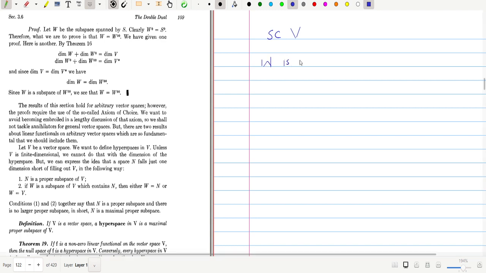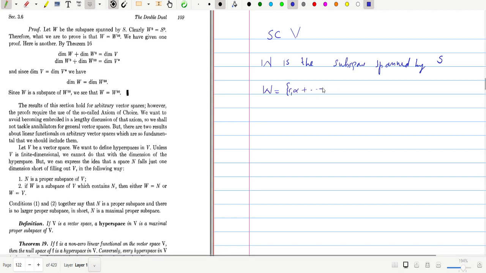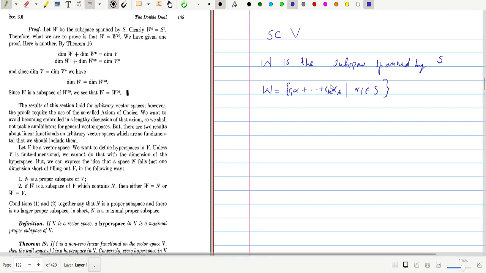Then W is the subspace spanned by S. That means W consists of all linear combinations of elements of S, that means C1 alpha 1 plus etc. plus Ck alpha k, such that this alpha i is from S. So this is the subspace spanned by S. If this is the case, then you can easily find out W naught is the same as S naught. Will you get this one?